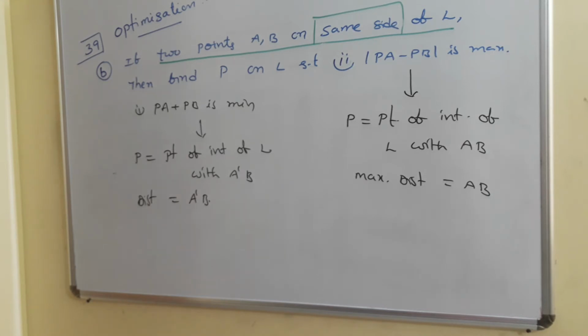So at the end, similarly as we discussed in case A, for case B, if the points are on the same side of the line L, PA plus PB is minimum if P is equal to the point of intersection of the line with A dash B, and the distance is A dash B. And modulus of PA minus PB is maximum if P is equal to the point of intersection of the line with AB, and the maximum distance is equal to AB. You just compare these 2 cases with the previous 2 cases and then try to memorize all the 4 to solve the problems. Okay.